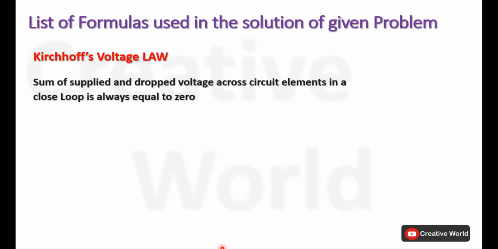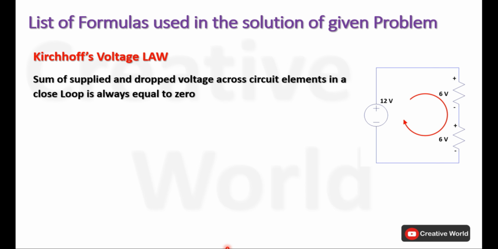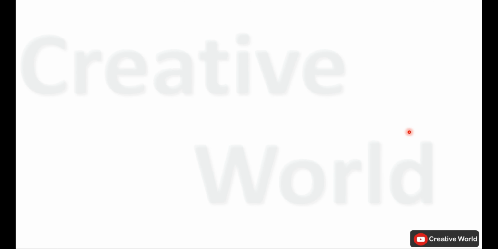This law states that the sum of supplied and dropped voltage across circuit elements in a closed loop is always equal to 0. According to this law, cumulative supplied and dropped voltage inside a closed loop is always 0. Now move towards the problem.